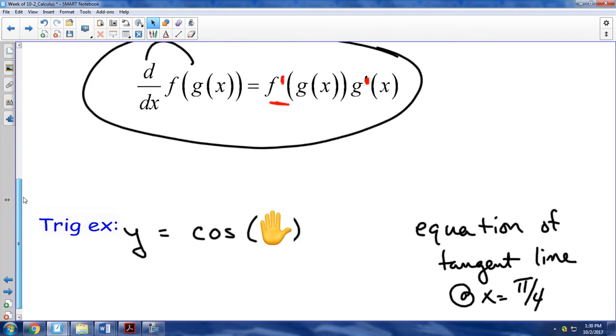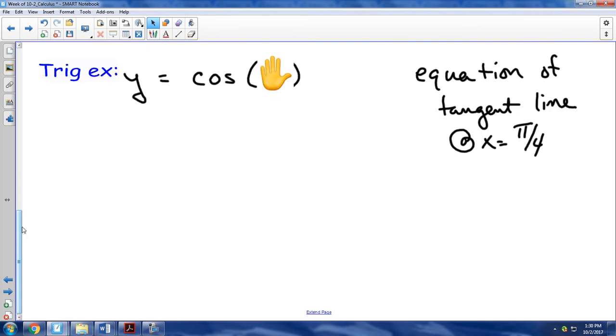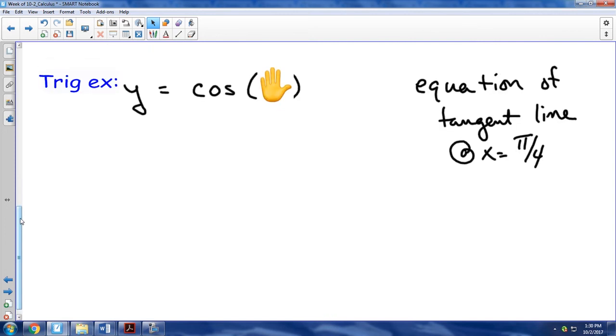All right, so let's do an example. Here's a trig example, okay? So let's try this one. It's the equation of the tangent line when x is equal to pi over 4. So I'm throwing in the equation of a tangent line just to be extra annoying, because I know that that's going to keep coming up. But let's really focus on the chain rule more than anything. So if this was the case, does anybody want to tell me what they think y prime would be? If cosine of hand, you can use hand in your answer, so it's okay.